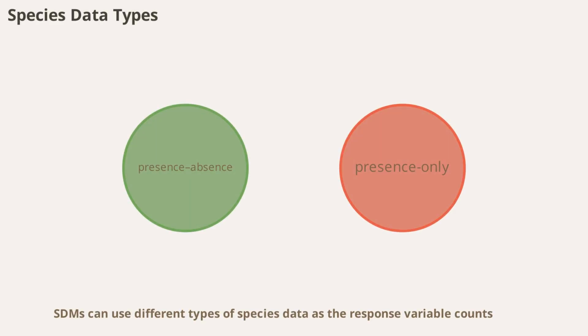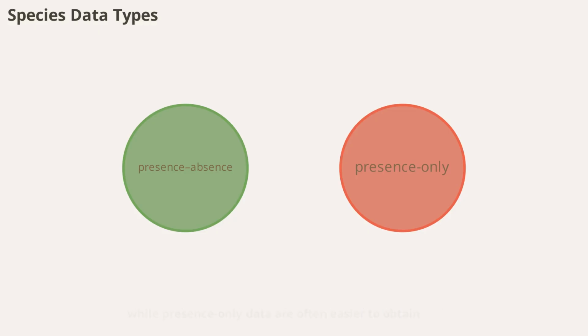SDMs can use different types of species data as the response variable: counts, cover abundance estimates, presence-absence records, or presence-only records. Each data type has its own modeling and validation methods. The choice depends on the research question and the available data. For example, presence-absence data provide clear information about surveyed areas, while presence-only data are often easier to obtain but come with more challenges in interpretation and modeling.